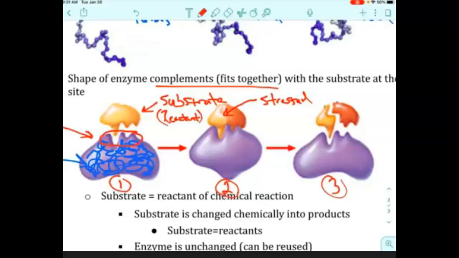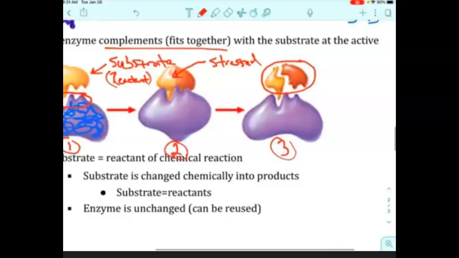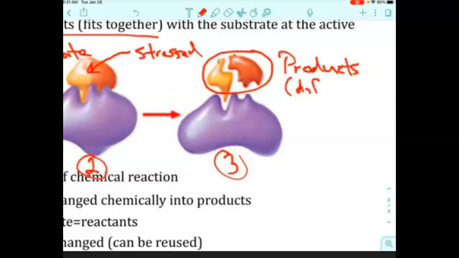At the end, in the third step, you can see now that the substrate has been changed, right? It's been chemically changed into two products. Okay, and the products are different than the substrate. That was a chemical reaction that just happened, right? The substrate's bonds broke so that the atoms could rearrange and these products could be formed.